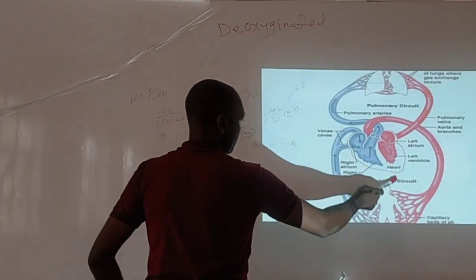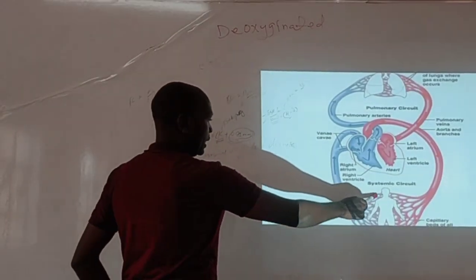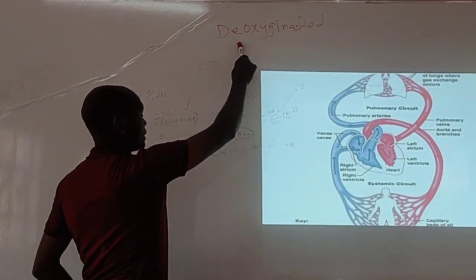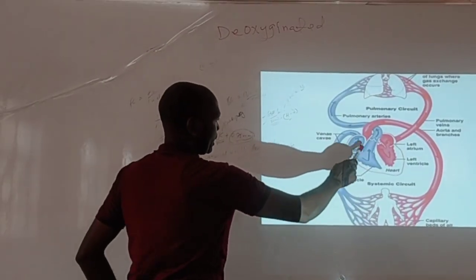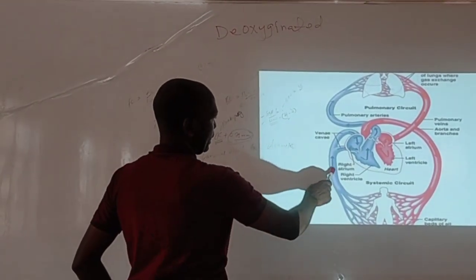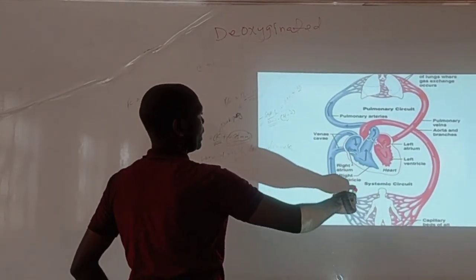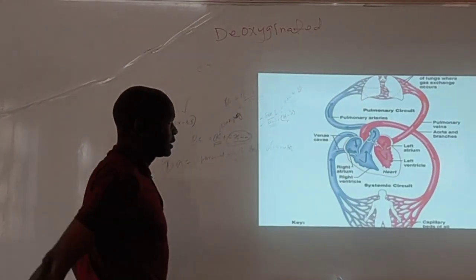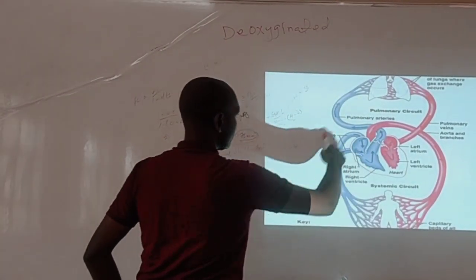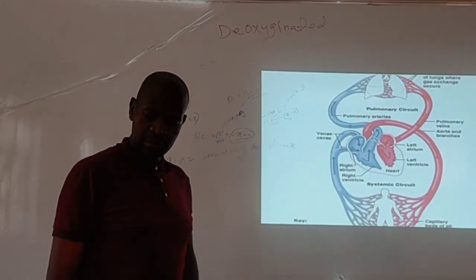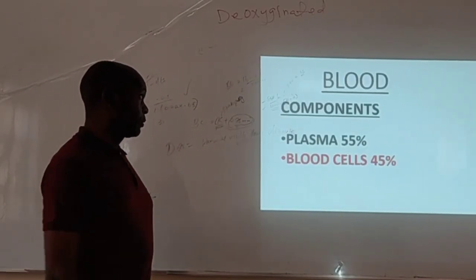That is where oxygen is now consumed, and once oxygen has been consumed, blood without oxygen, what we are referring to as deoxygenated blood, is now taken back into the heart via the vena cava into the right atrium, down to the right ventricle, and then pumped again to the lungs to collect oxygen, and the circuit continues. So that marks a summary of the circulatory system. So let's look at blood.